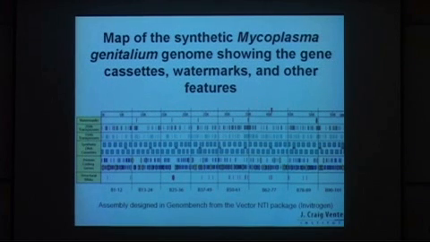Here's just a layout of the design. The cassettes are these 101 things. The genes are shown here. Places that tolerate transposon insertions are marked. RNA genes are here.